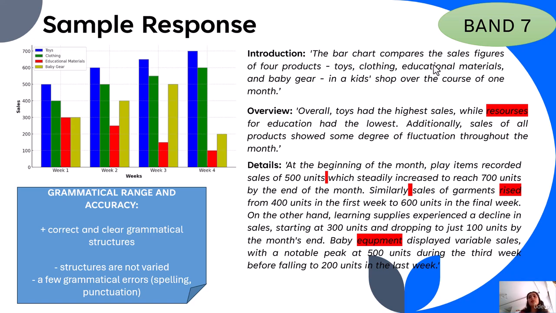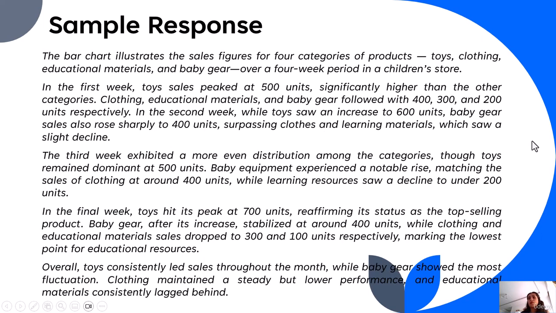Now let's take a look at another sample response. Again, think of advantages and disadvantages of this response and predict the band. You have about 2 minutes.